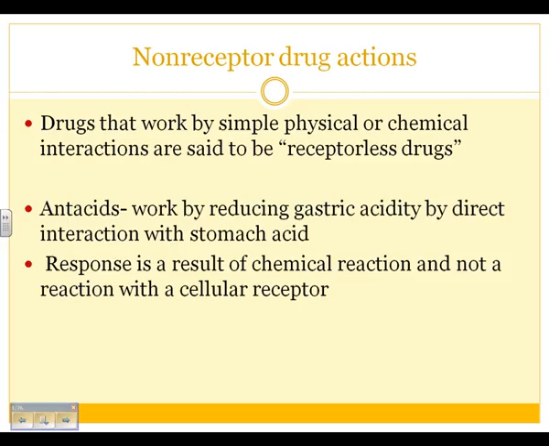Okay. All right, non-receptor drug actions. These are drugs that work simply by either a physical or chemical reaction. Antacids work this way. So this is going to be my example, and I'll compare it. Antacids, when you take Tums, it doesn't go into the bloodstream and find a receptor and do anything. It goes into your stomach. Whatever acid happens to be there, it neutralizes. Okay? That's a non-receptor theory. It just simply neutralizes what acid is in the stomach. It doesn't go anywhere else. That's what happens. Just a simple chemical reaction.